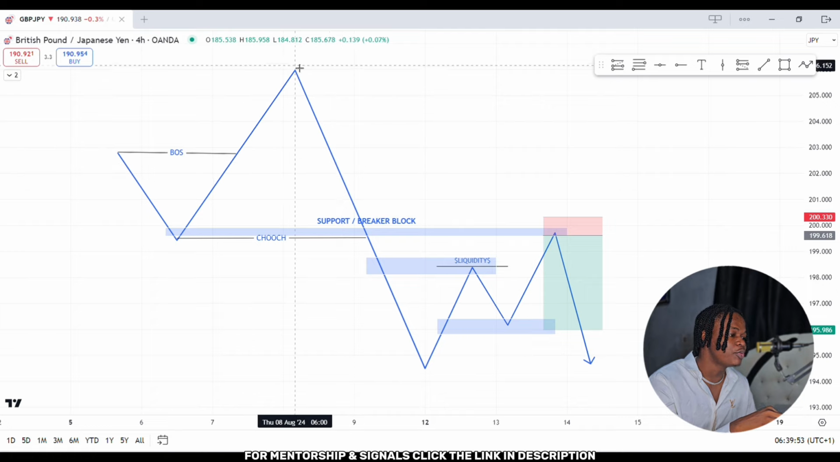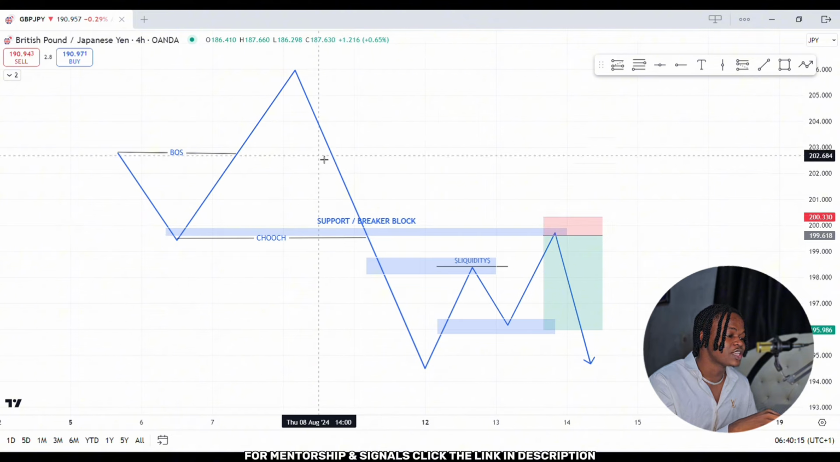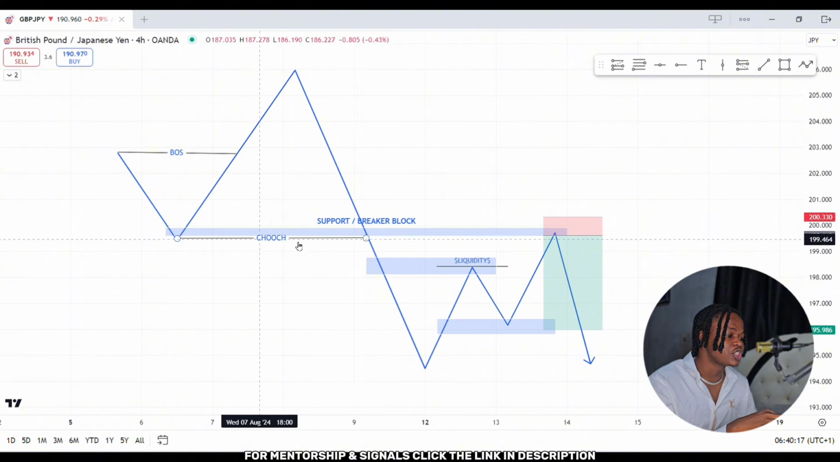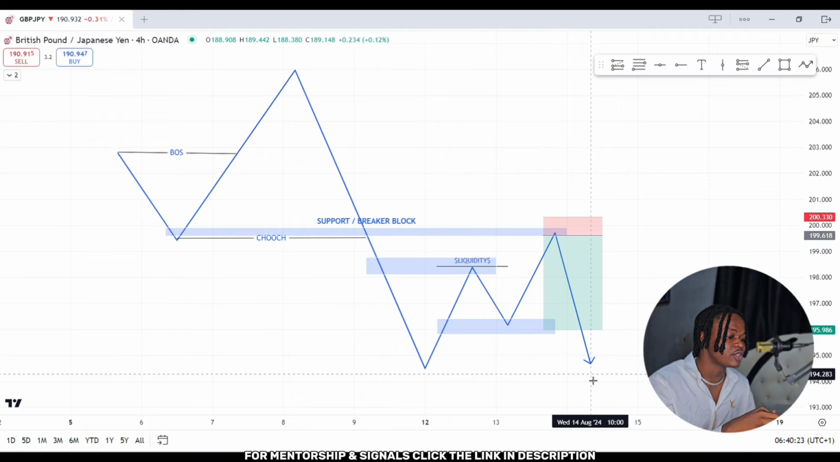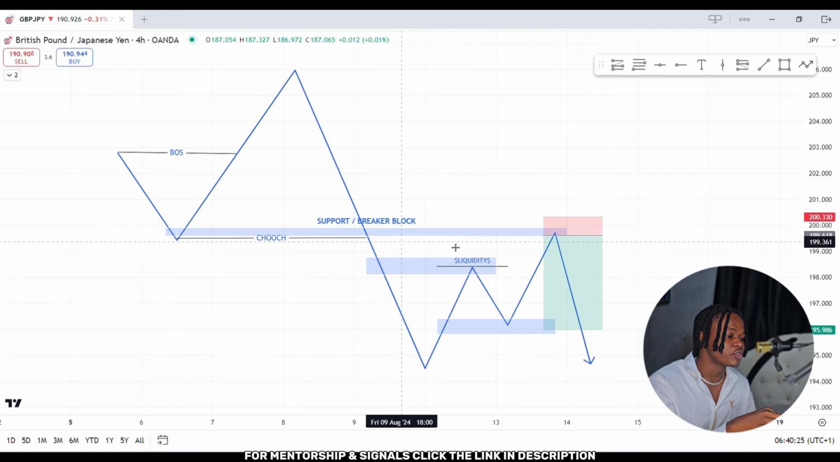But in this case, price broke the low that created the high, giving us a market structure shift or a change of character to the downside. Also, as price shifted structure to the downside, it left a breakout block around this point, right? A breakout block that we're going to use as our entry to the downside. Now, that breakout block is our point of interest.